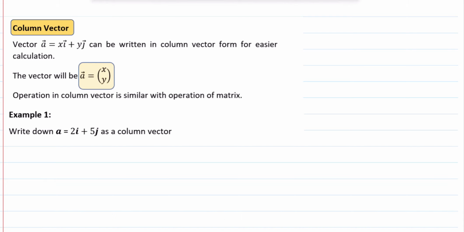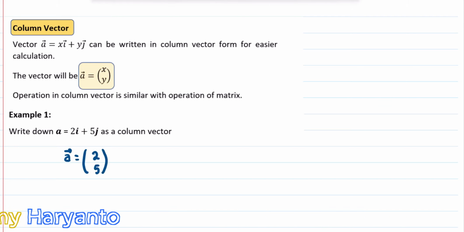So example 1, we have a equals 2i plus 5j, and you have to write this in column vectors. That means vector a equals 2 and 5, as simple as that.